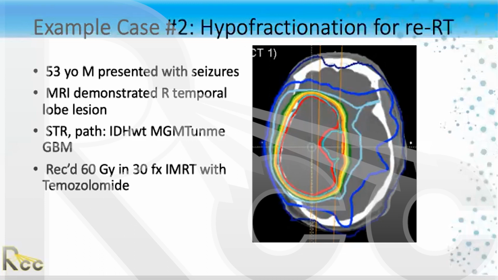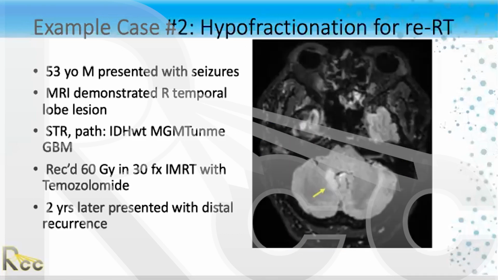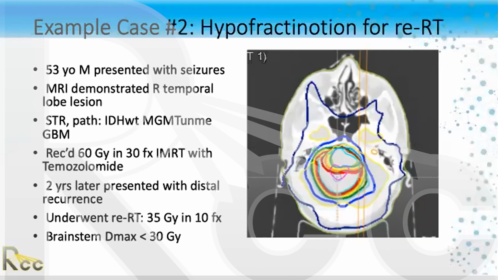You can see even in this upfront setting, in terms of the dose distribution, that I'm decreasing that 60 gray into the upper pons, into the brainstem. But then 2 years later, had what was a distant recurrence. Now, this is less common than the infield recurrence, but you can see a distant recurrence with a T2 hyperintensity around the 4th ventricle. And in this case, we did re-irradiation, 35 gray in 10 fractions, and kept the brainstem Dmax less than 30 gray, which fits with trying to minimize harm to the brainstem in this setting.